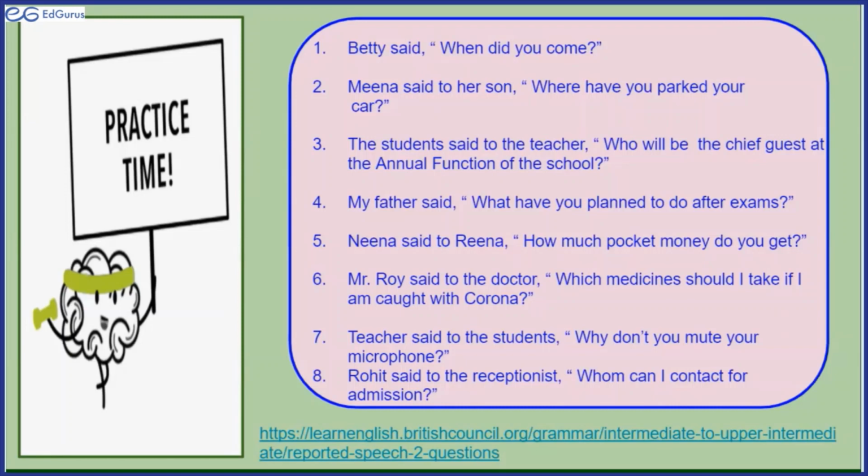In declarative sentences, you use that. For example, I said I would visit you the next day. I said that I would visit you the next day. Right? Or even without that also I can write. But in interrogative, not at all. No way. So you would say Betty asked when I had come. Betty inquired when I had come. I hope it is clear.